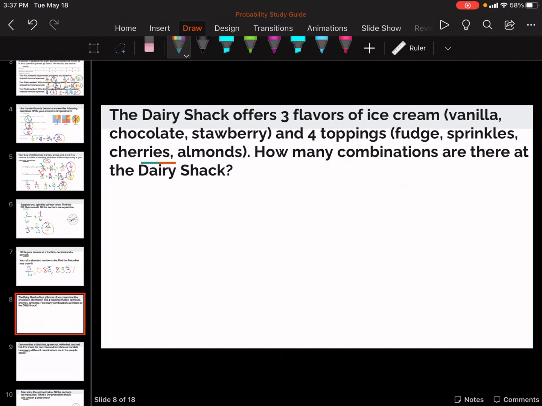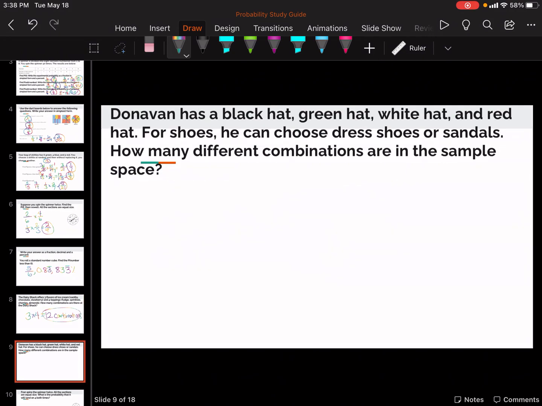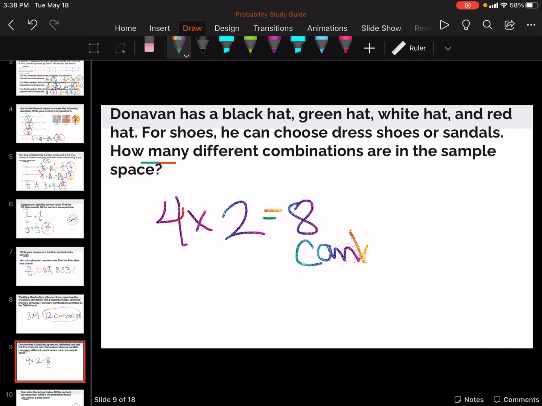Okay, the Dairy Shack has 3 flavors of ice cream: vanilla, chocolate, strawberry, and 4 toppings: fudge, sprinkles, cherries, almonds. How many combinations are there? Well, there's 3 for ice cream times the 4 for the toppings, which gives us 12 combinations. Donovan has a black hat, green hat, white hat, red hat. So that's 4 hats times how many shoes, dress shoes or sandals, times 2, which is going to give me 8 combinations.